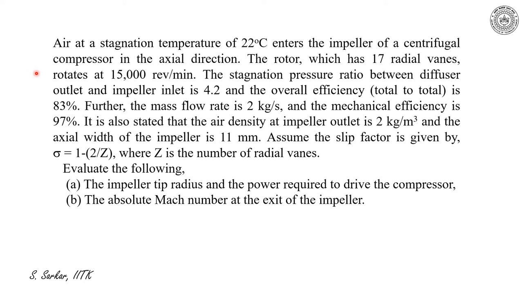It is also stated that the air density at the impeller outlet is 2 kg per meter cube and the axial width of the impeller is 11 mm. Assume the slip factor is given by sigma equals 1 minus 2 by z, where z is the number of radial vanes. Evaluate the following. A, the impeller tip radius and the power required to drive the compressor. B, the absolute Mach number at the exit of the impeller. So please note that it's a centrifugal compressor having radial vanes.